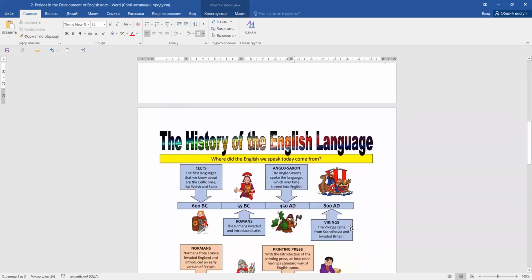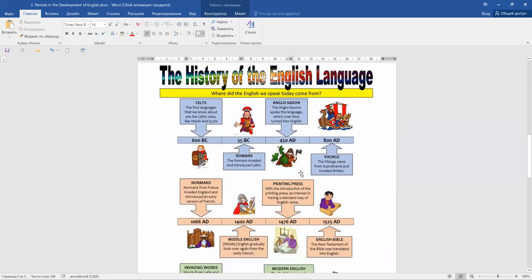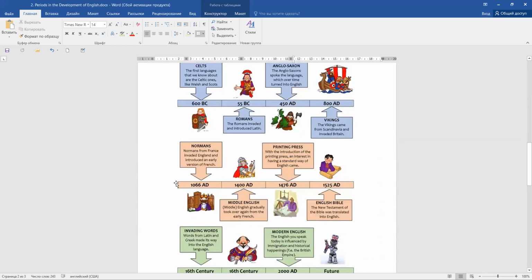Let's look at the history of the English language in a more visualized way. Celts lived on the British Isles before the Celts and Romans, before the Anglo-Saxons came. So also there were Vikings. This is the Old English period. The Normans came from France and brought the French language, and this is the Middle English period.